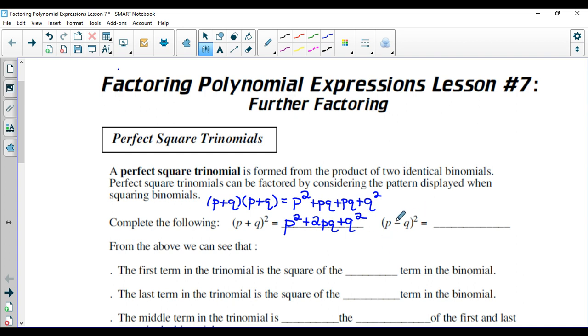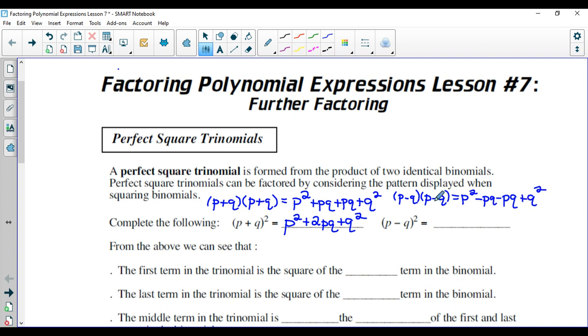And if we do it for this one, again, p minus q squared is p minus q, so repeated multiplication. And then first times first is p squared. Outside times outside would be subtract p times q. Inside times inside would also be subtract p times q. And then last times last would be plus q squared.